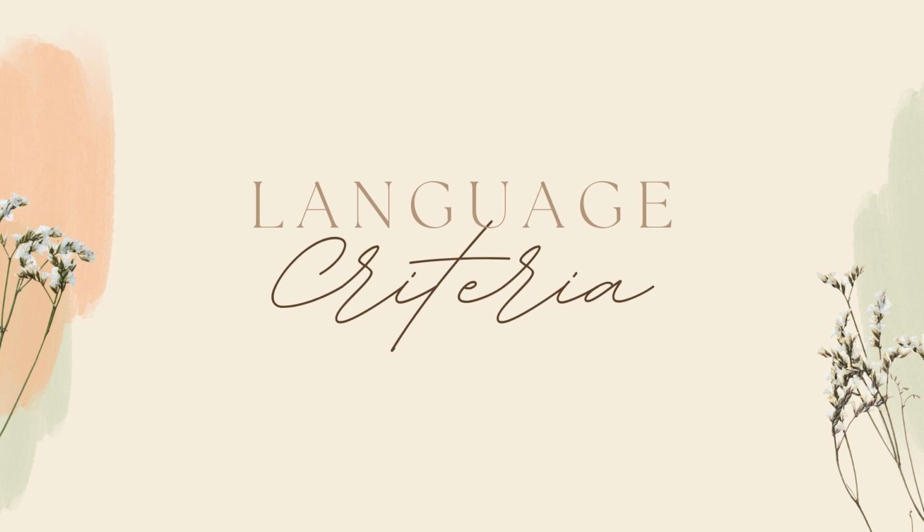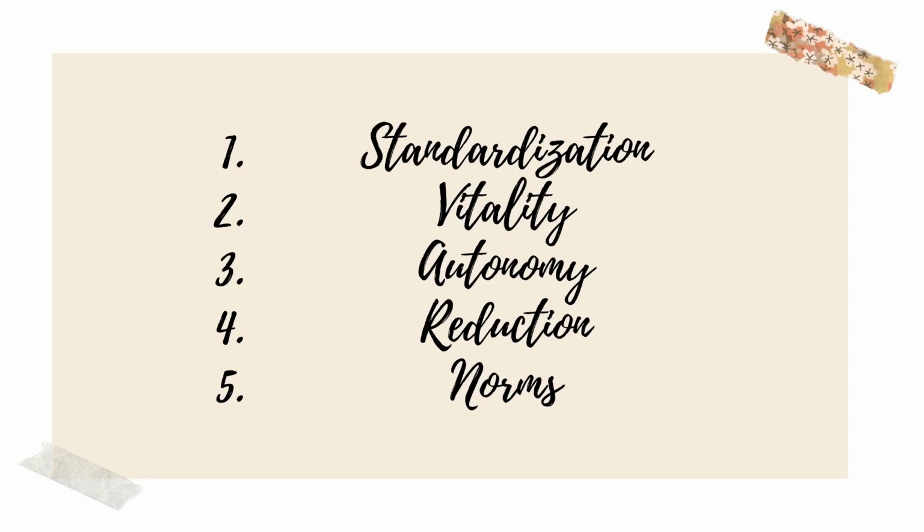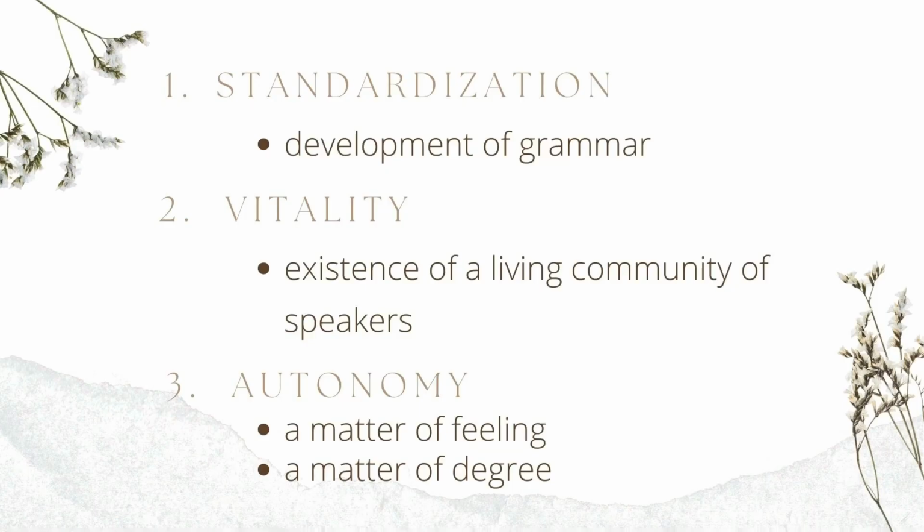Let's move to language criteria. So we have five language criteria. First is the standardization, second is the vitality, third is autonomy, fourth is the reduction, and fifth is the norms. First, let's talk about standardization. Languages involve a certain degree of standardization, that is, the development of a grammar.